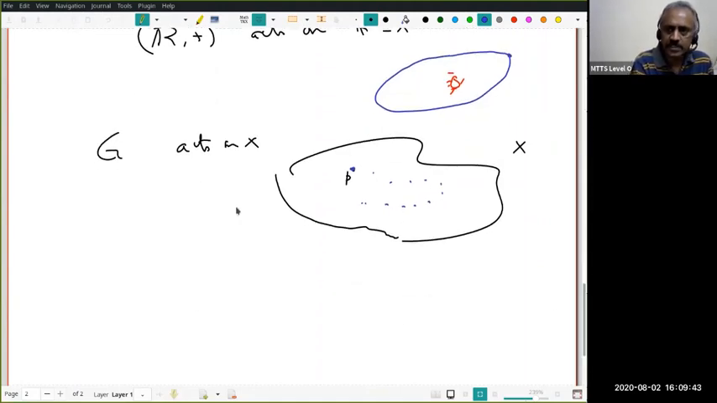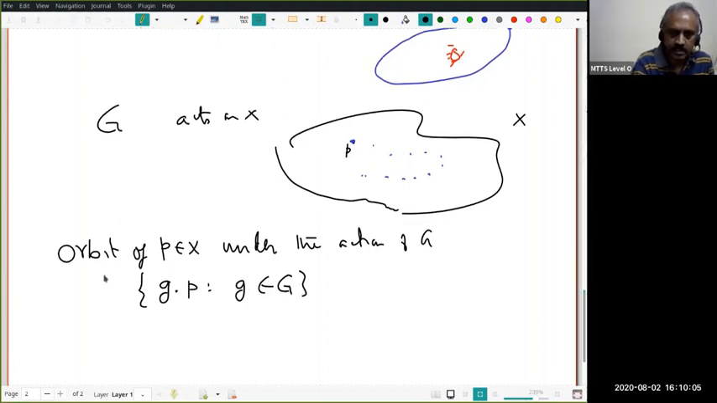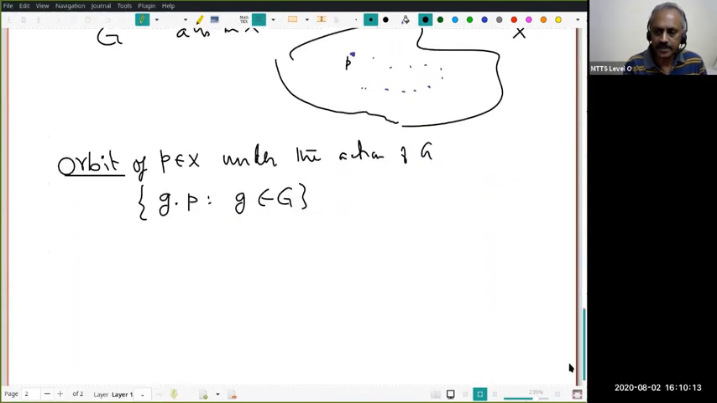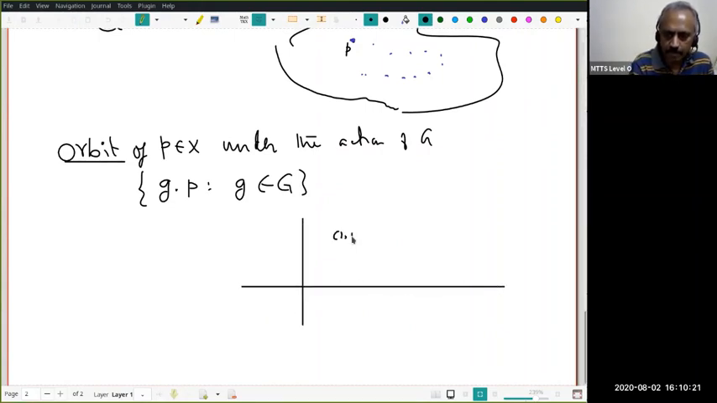So let us make a definition. The orbit of P in X under the G action is the following subset. This is G dot P, where g varies over the group G. Okay, these are called orbits. Now let us look at, just to make sure that you understand what the orbit of a point is, here in the example, let us start with a point. Let us, for example, start with the point 1, 1. That is my P.